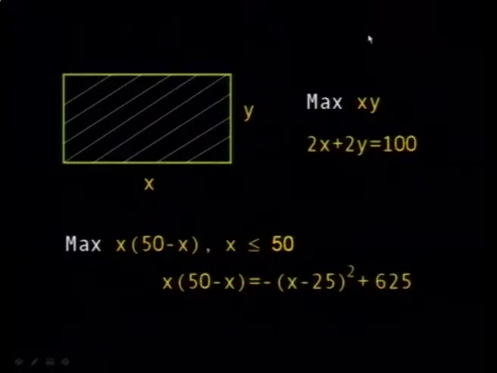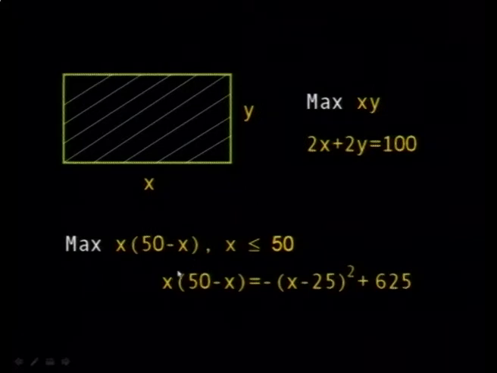So first of all, we differentiate this. As a matter of fact, here I followed a different route, and I wrote it in this way. So directly you can notice that when x is equal to 25, this is the value at which, because you have a negative sign here, the function reaches its maximum.